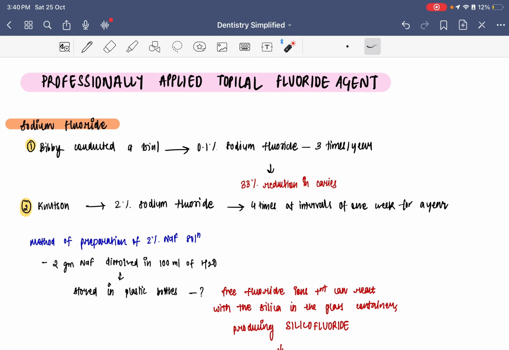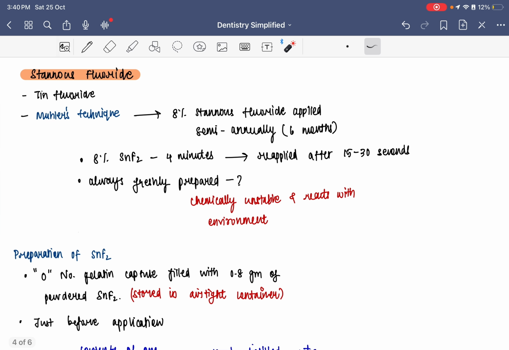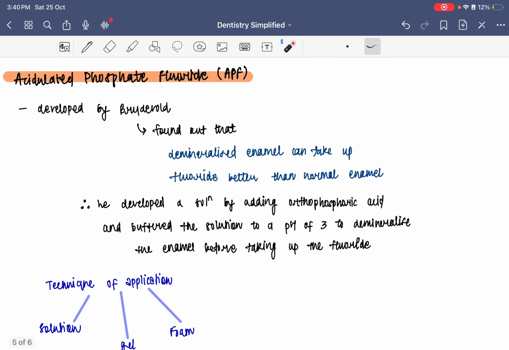Hello everyone, today we're going to learn a new topic, professionally applied topical fluoride agents. In this, mainly we will be talking about three commonly used fluoride agents. One is sodium fluoride, second is stannous fluoride, and third is acidulated phosphate fluoride.